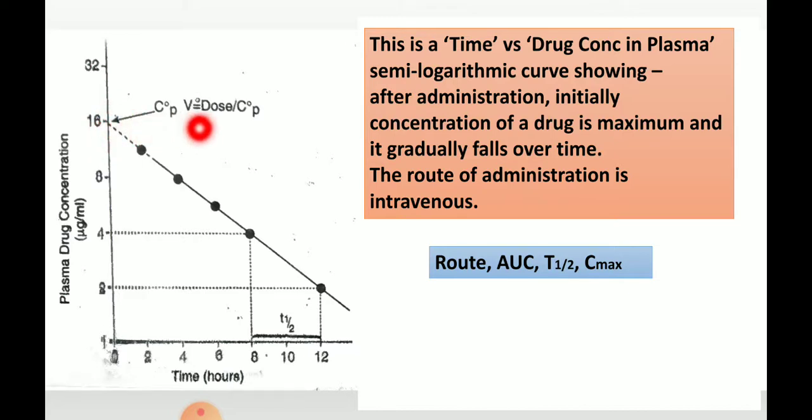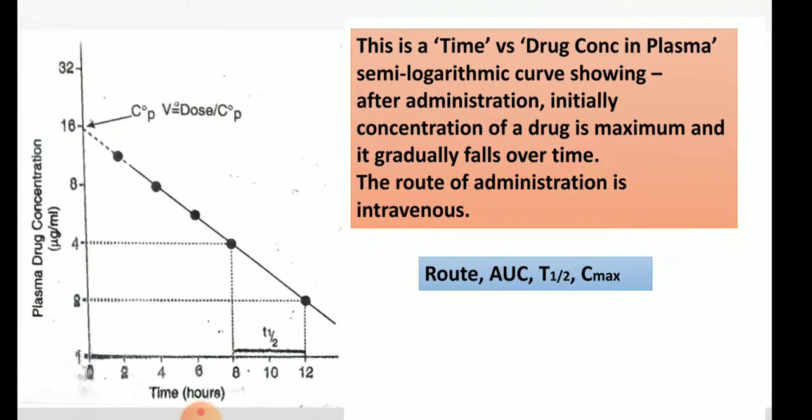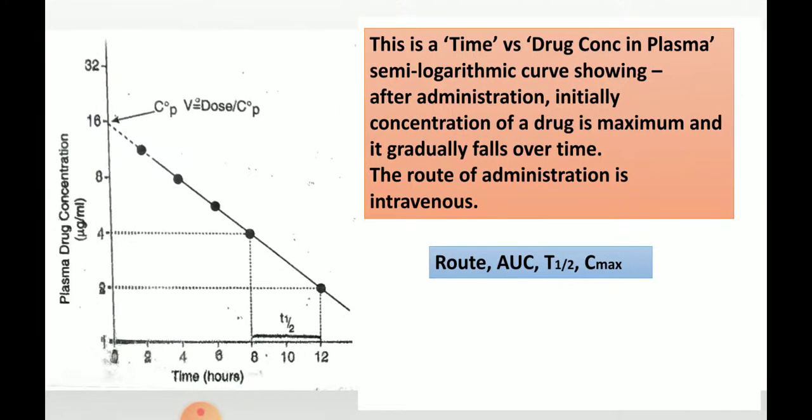Which thing you cannot determine from the previous curve and from this curve? The apparent volume of distribution. Why? Because the dose of the drug is not given. If you know the dose, then you know the plasma concentration, then dose divided by the plasma concentration will give you the value of apparent volume of distribution. But just from this curve, you cannot determine apparent volume of distribution.